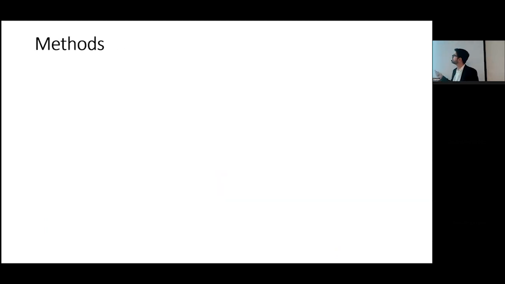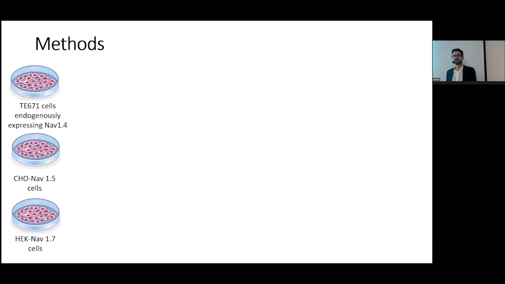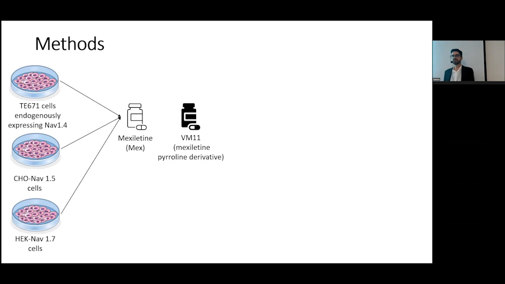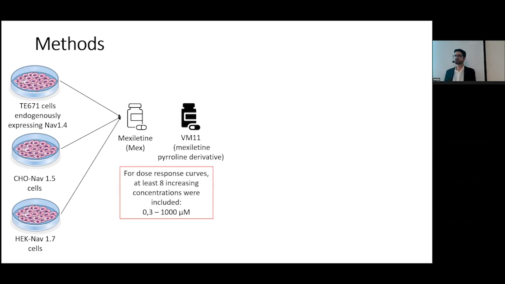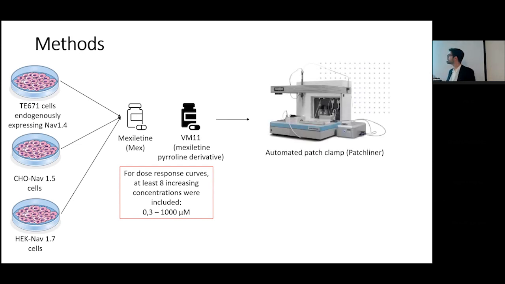So, for this purpose, we use T671 cells which express NaV1.4, CHO cells expressing NaV1.5, and X cells expressing NaV1.7. Then we test mexiletine and also its pyrrolene derivative that is WM11. And for those dose response curves, we include at least 8 increasing concentrations starting from 0.3 micromolar to 1 millimolar. Then we use the automated patch clamp platform that is Patchliner.